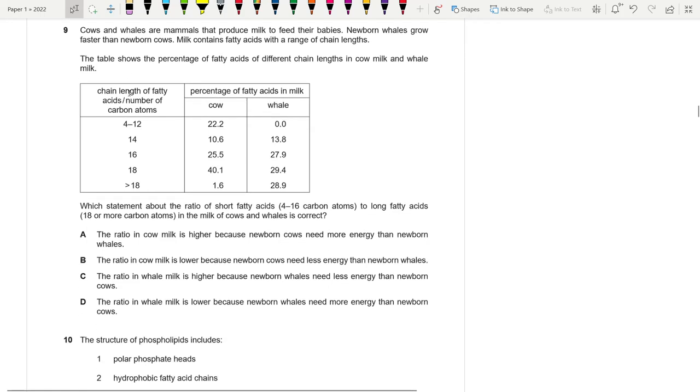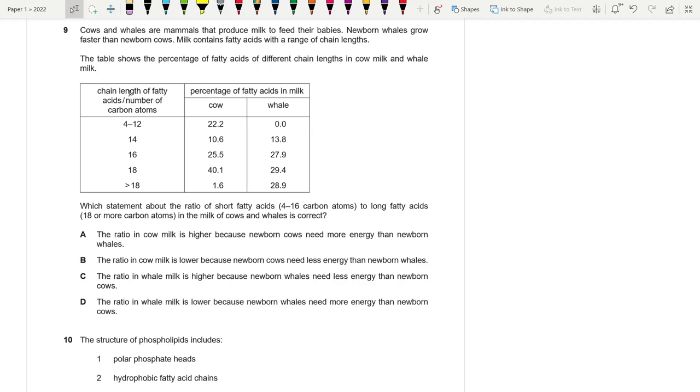Number 9. Cows and whales are mammals that produce milk to feed their babies. Newborn whales grow faster than newborn cows. Milk contains fatty acids with a range of chain lengths. The table shows the percentage of fatty acids of different chain lengths in cow milk and whale milk. Which statement about the ratio of short fatty acids to long fatty acids, 18 or more carbons, in the milk of cows and whales is correct? 9A.